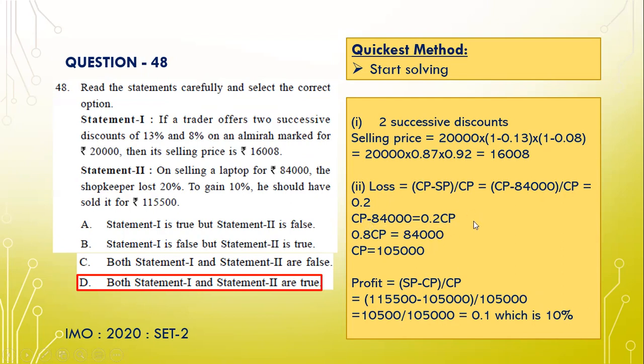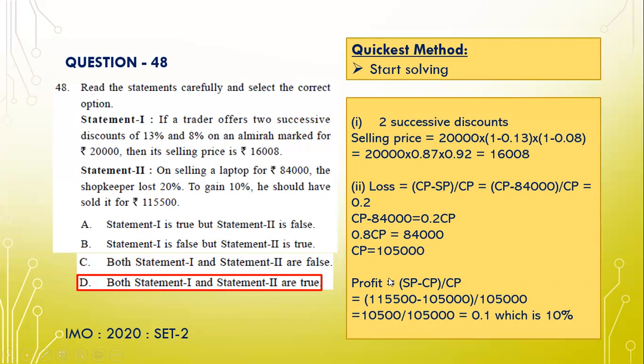When 84,000 goes there, it will be plus 84,000. What is CP minus 0.2 CP? It is 0.8 CP. So 0.8 cost price is 84,000. So cost price is 84,000 upon 0.8, which is 105,000. Cost price is 105,000. And profit is selling price minus cost price upon cost price.